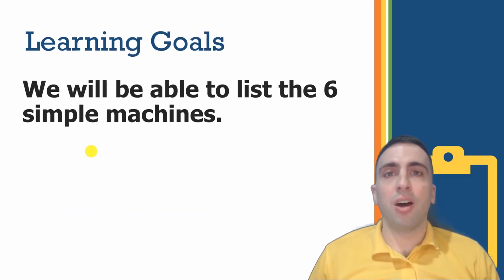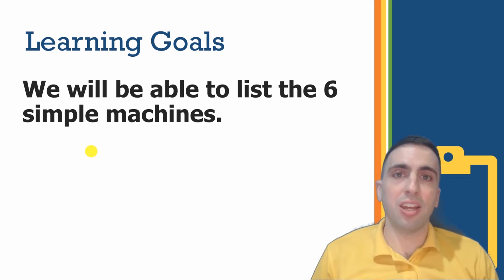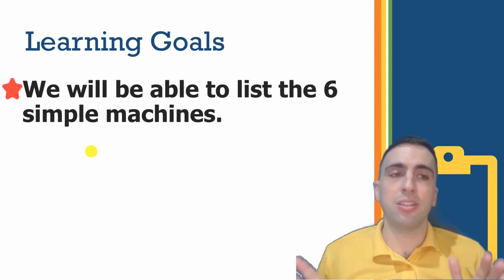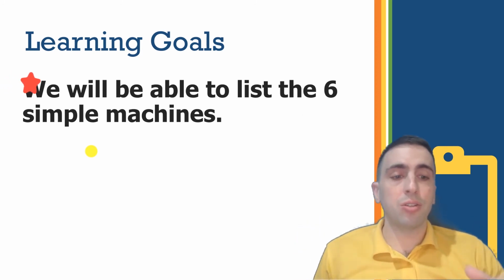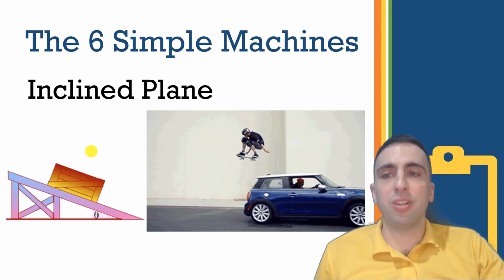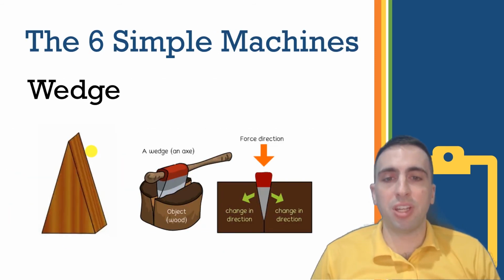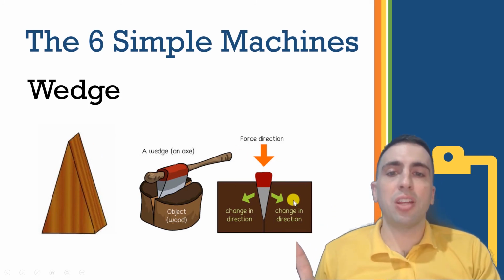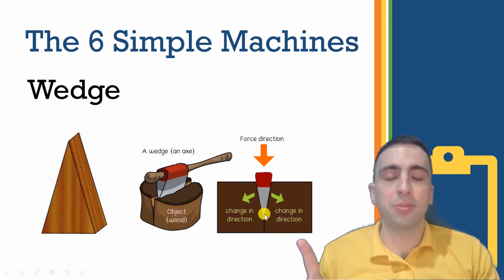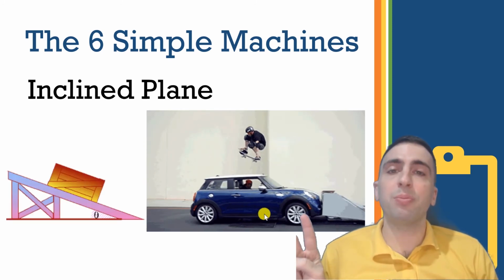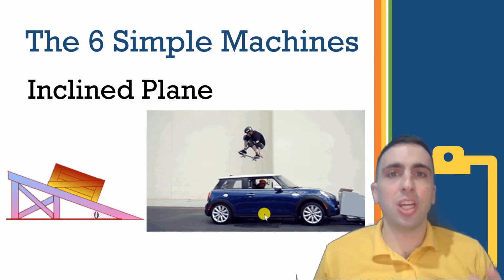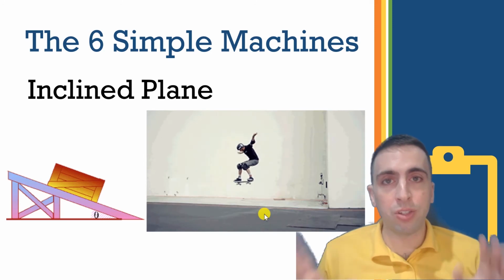Cool. All right. So let's go over our learning goal for today. Our learning goal was we will be able to list the 6 simple machines. So let's go back all the way to the beginning. Our first simple machine, number 1, was the wedge. Look, it can change the direction of a force. Our second simple machine was the inclined plane, right? It can change the direction of a force too.